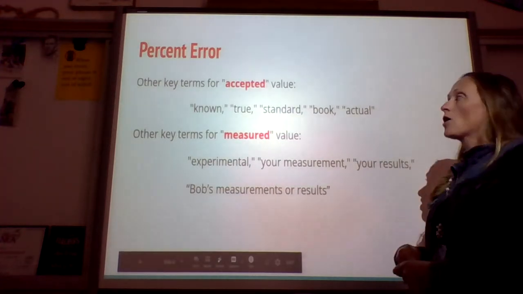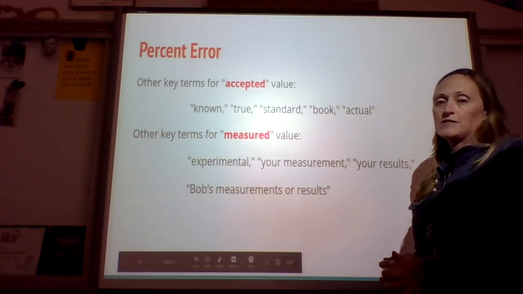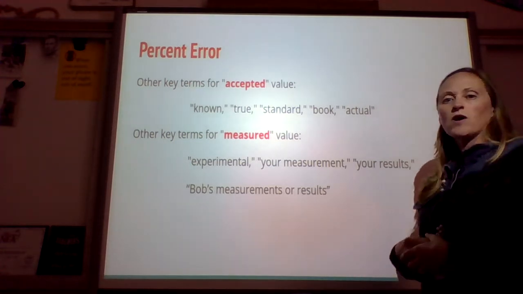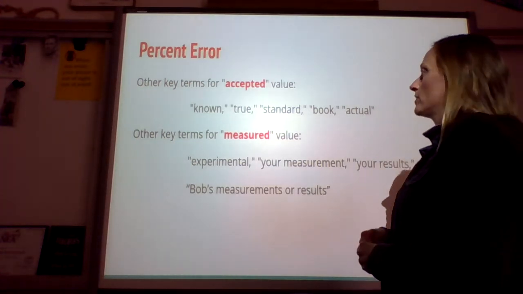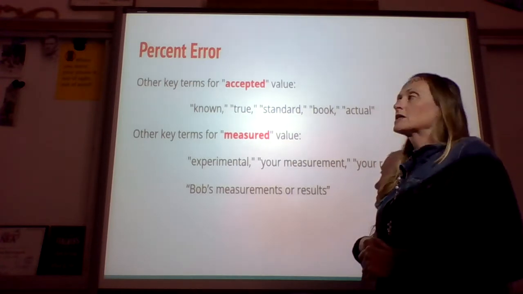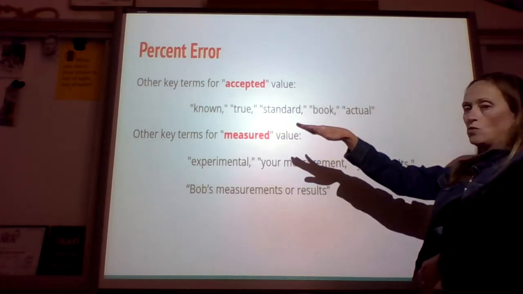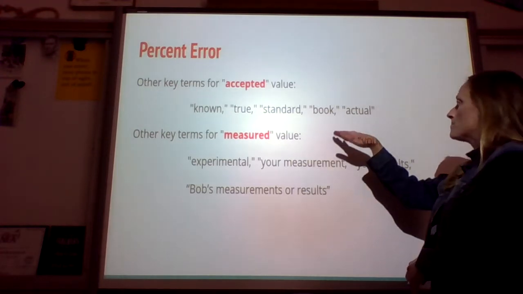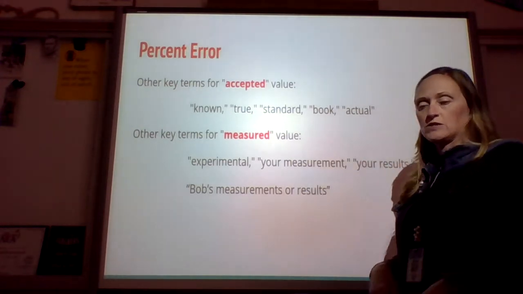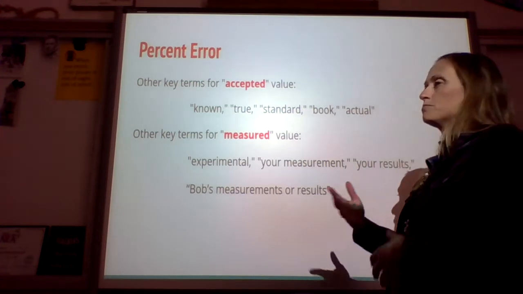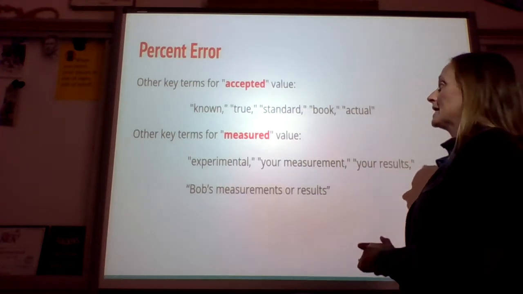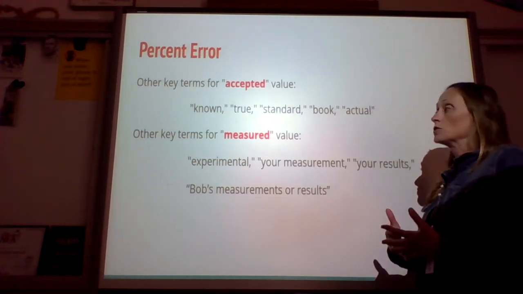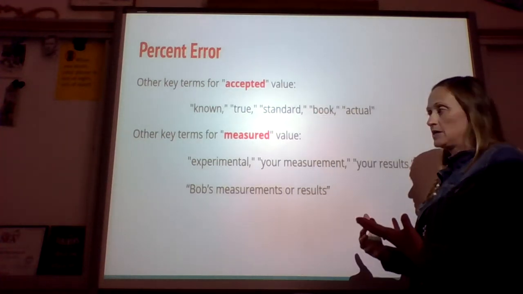So for percent error, our formula is not always going to be set up with accepted or measured. So you're going to want to look for other key terms to help you out with that. Other key terms for accepted value could be known, true, standard, book, or I could give you a name of your text, a book or a textbook, or some sort of actual book, or actual. Those are different terms that would help with accepted.